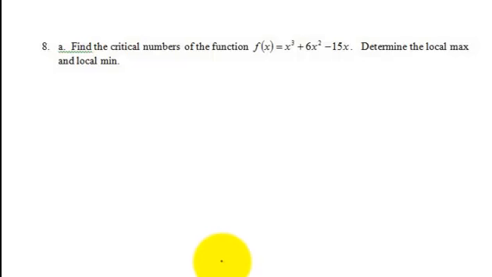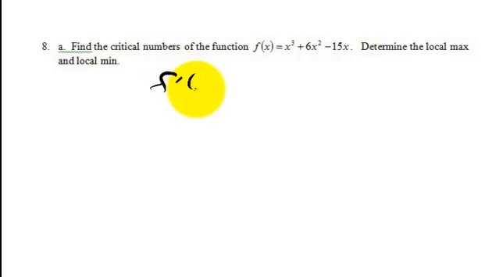Okay, let's start the last two problems of exam 2. Find the critical numbers of the function x cubed plus 6x squared minus 15x. Determine the local max and min. In order to determine the local max and min, we have to find the critical values. And we find the critical values by taking the first derivative.